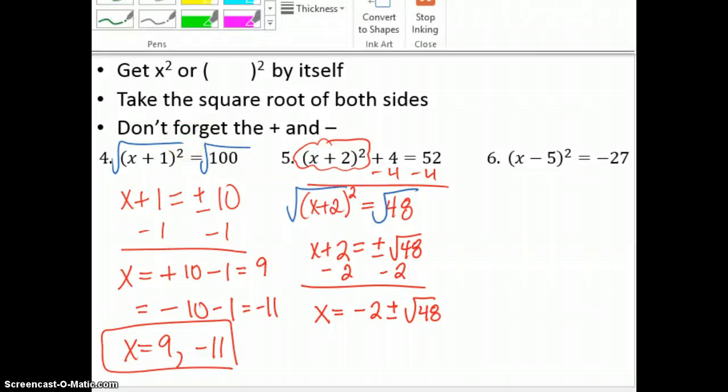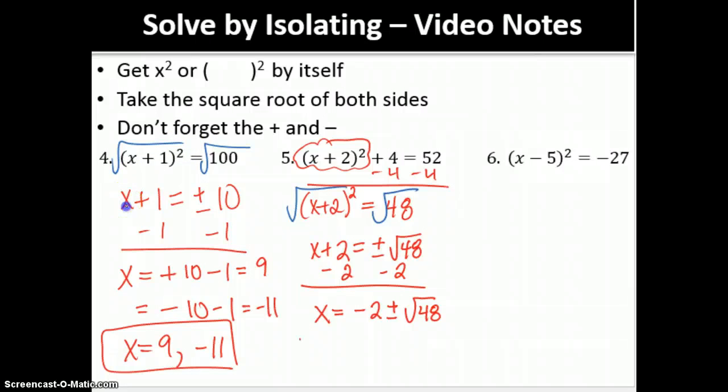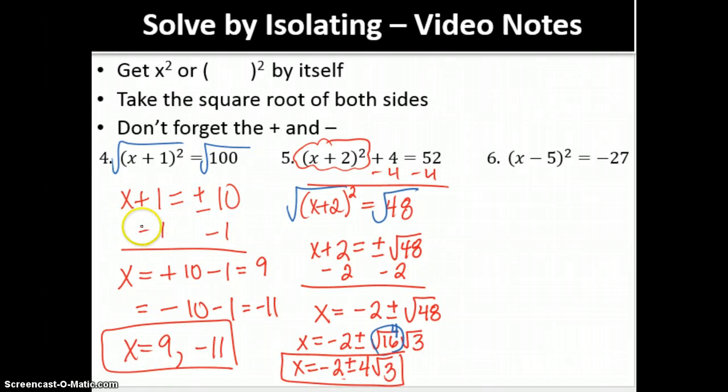And then hopefully you see here that we can simplify root 48. So we get x equals negative 2 plus or minus root 48, which can be square root 16 times square root 3. What's the square root of 16? Well, we know that this is 4. So now we have x equals negative 2 plus or minus 4 root 3. Done. You cannot combine the negative 2 and the plus or minus 4 because the 4 is attached to the root 3, so those have to stay together.